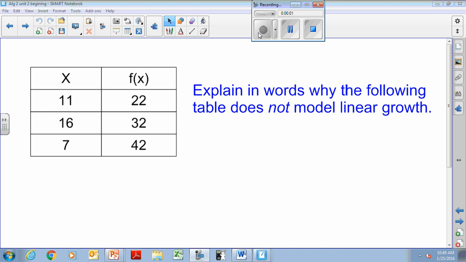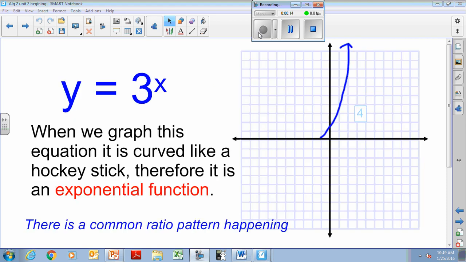2A, Unit 2, beginning session, I guess page 5. Here we go. Explain in words why the following table does not model linear growth. How do I get that back?